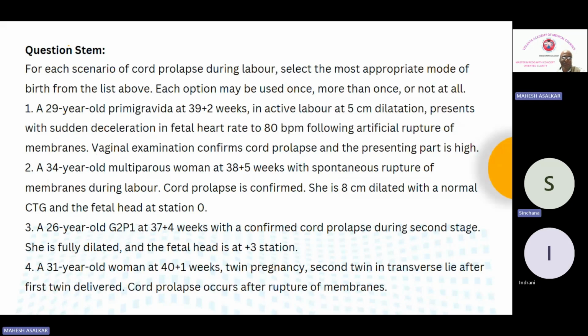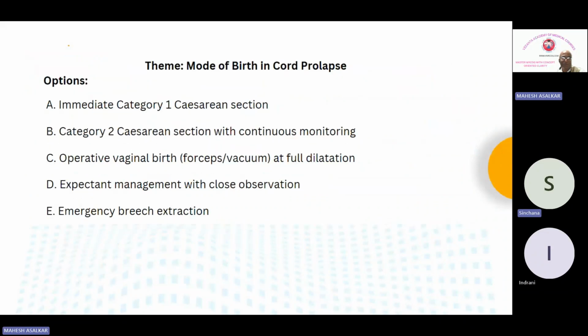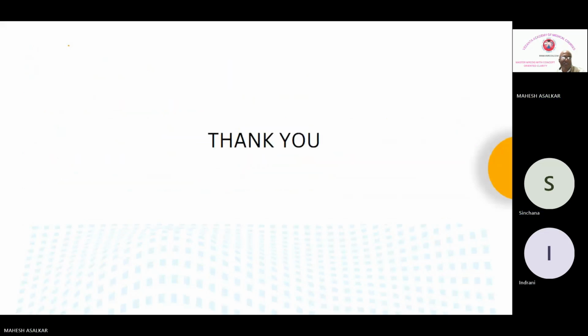A 31-year-old at 40 plus 1 weeks, the first twin is delivered, the second twin is in transverse lie. She is already fully dilated, so breech extraction is possible. That also we have seen. Emergency breech extraction. That finishes our topic. Thank you.